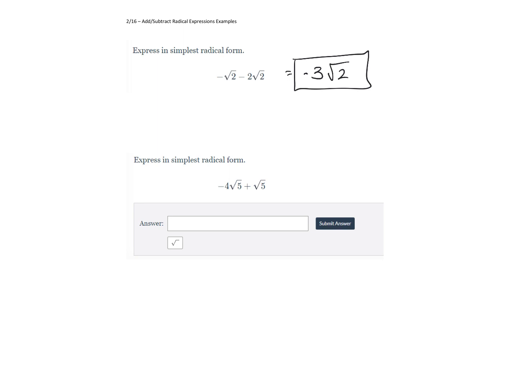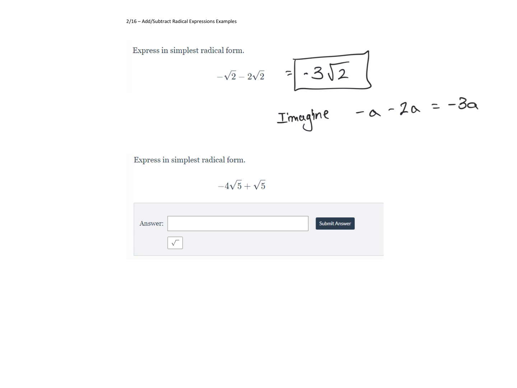I'm trying to do... All right, so the answer is negative 3 square root of 2. How did I do that? Well, I treat square root of 2 like a variable. Imagine this was a variable like a, and this was a. So then what I did is combine like terms. Imagine your example was negative a minus 2a. Wouldn't you say the answer is negative 3a? So that exact same property I'm applying to these radicals.